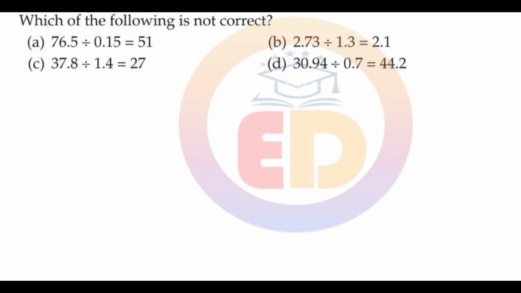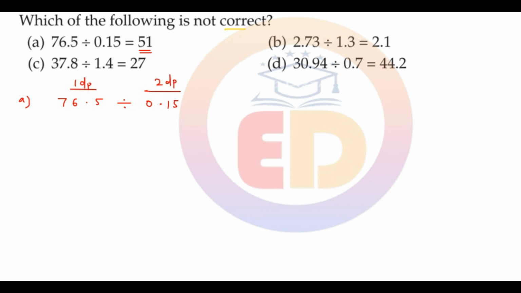Question says, which of the following is not correct? Let us analyze all the options one by one. The first, 76.5 divided by 0.15. They are asking whether it is equal to 51 or not. 76.5 has one decimal place. 0.15 has two decimal places.